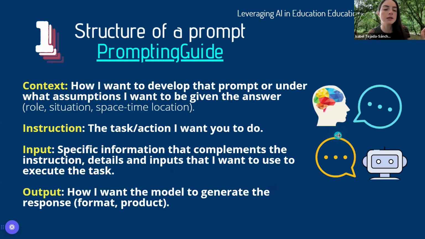So we're going to start with the prompting guide structure. And the prompting guide structure actually was a guide that I used to certify in prompt engineering. So I really like it. I think it's very practical. And it has 4 elements. So it says that a prompt should contain a context, a clear instruction, an input, and an output. Okay. So the context is actually how I want to develop that prompt and under what assumptions I want to be given that answer. So here's where you say something like, okay, you're in this situation, you have this role, or you're in this space and time, right?